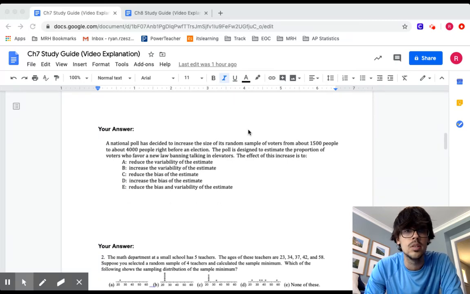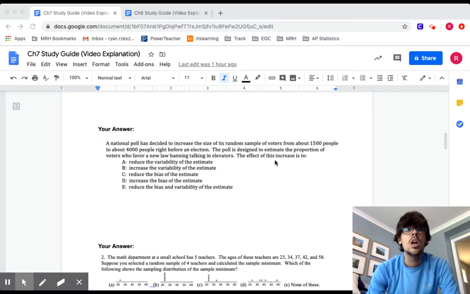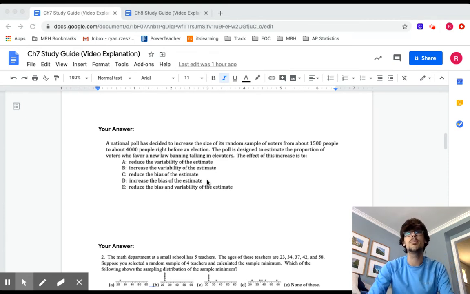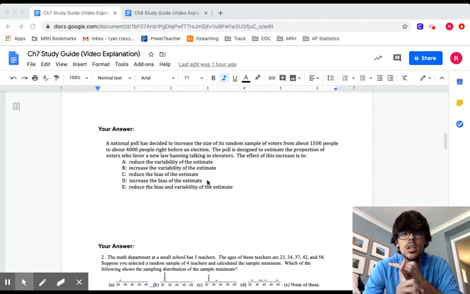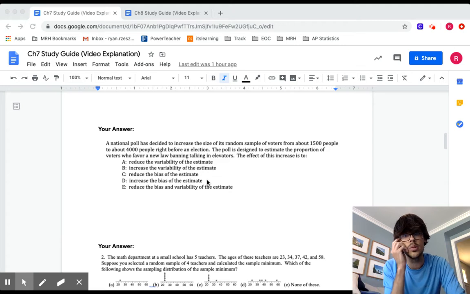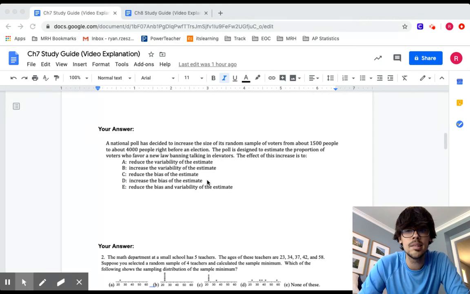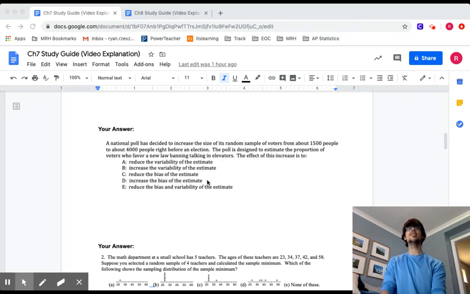So let's go ahead and jump into our multiple choice questions. Starting off with number 1, we're taking a poll and we're going from 1,500 people to 4,000 people, and we want to know what that's going to do to our estimates. The two enemies of sampling are variability and bias. Bias is unfairly favoring one side, being too high or too low, and variability is being all over the place and not consistent. Bias cannot be fixed by increasing sample size. The only thing that really changes bias is your design, so you'd have to go back and collect new data.